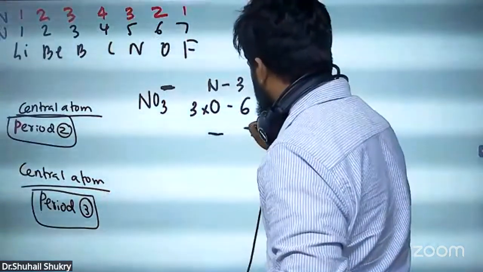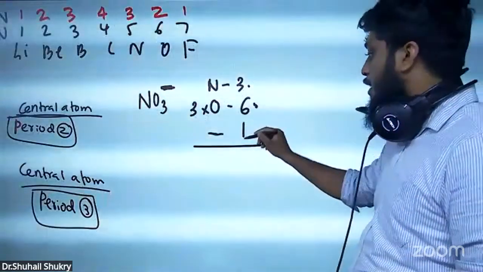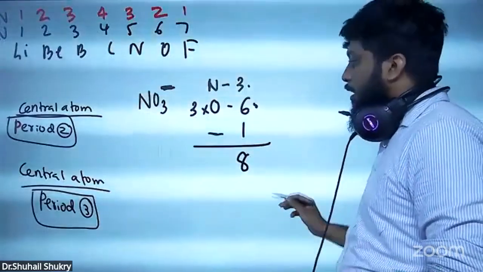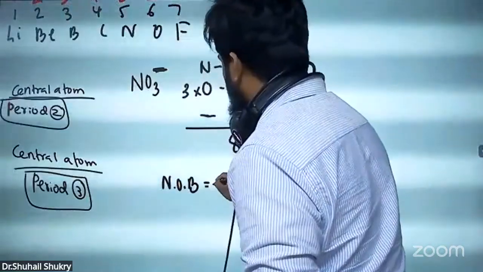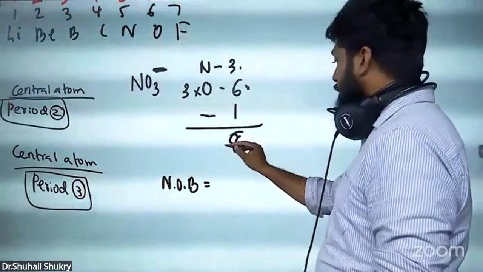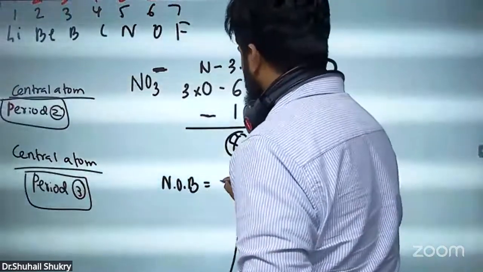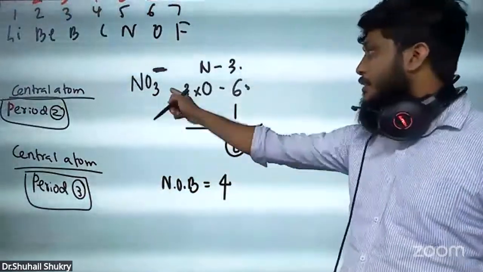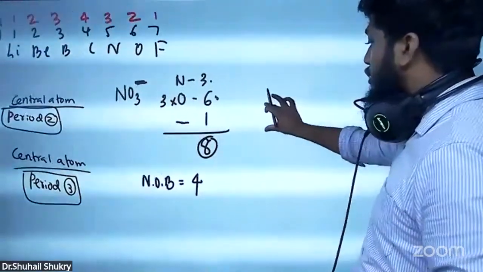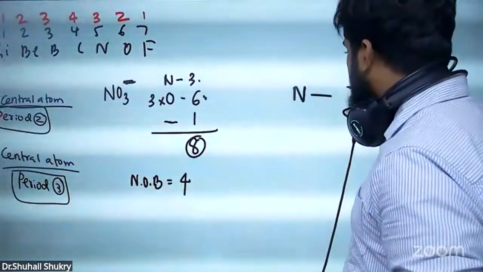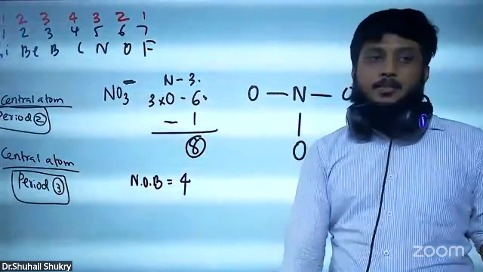Then put the charge here, minus 1. Like this you write. Then 3 and 6, how much? 9. 9 minus 1? 8. Then 8 will come here. With this you can get the number of bonds. Number of bonds means whatever number comes here, divide by 2. When you divide this by 2, you get 4 bonds. In this molecule there are only 4 bonds. First of all, you draw a structure for this. However, nitrogen should be connected to 3 oxygens, that is a must.